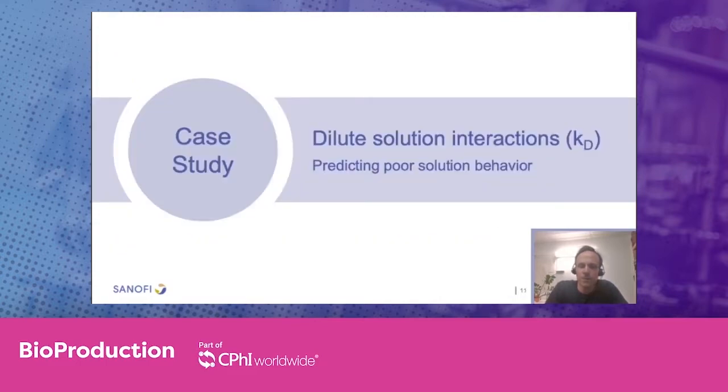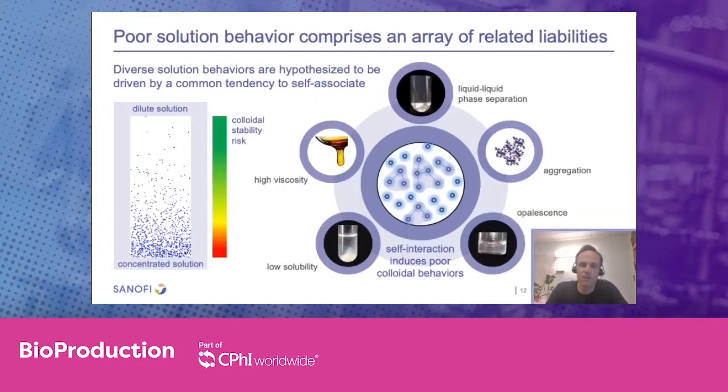So I'd like to illustrate this process using an example of prediction of poor solution behavior using dilute solution interaction measurements. As I mentioned earlier, poor solution behavior can have a very broad impact on the manufacturing process. In fact, it's an impact on all three pillars of developability: manufacturability, stability, and delivery.